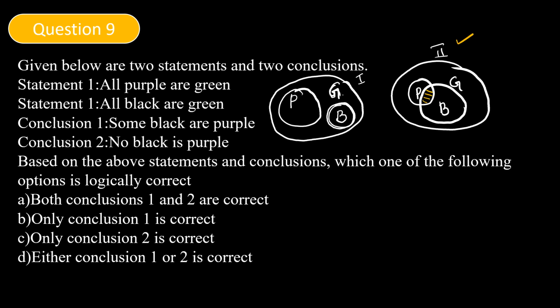This can be true. No black is purple. Here we can see that no black is purple. Okay, this can also be true. But both cannot be true simultaneously. So, option D, either 1 or 2 is correct. Both 1 and 2 is not correct. Only 1 is not possible because there are two cases. Only 2 is also not possible. So, option D.